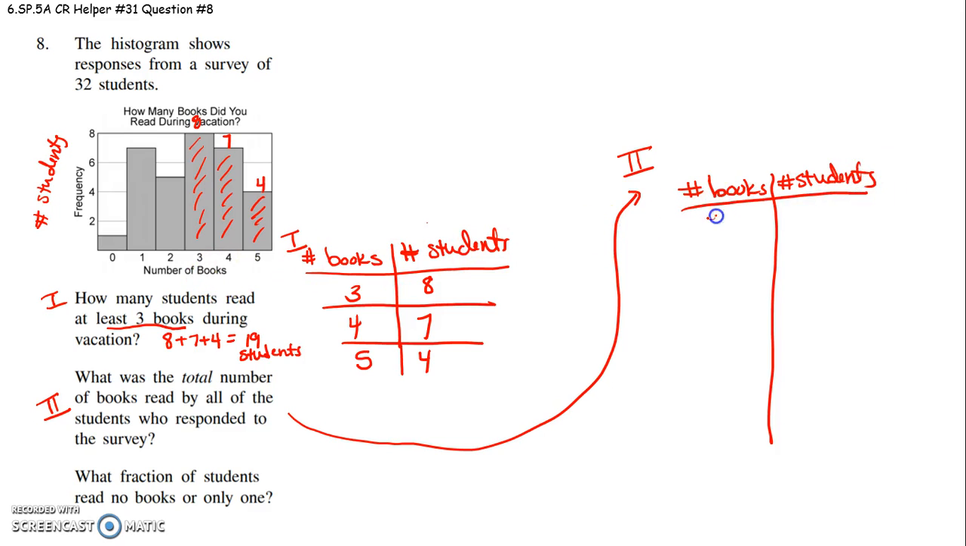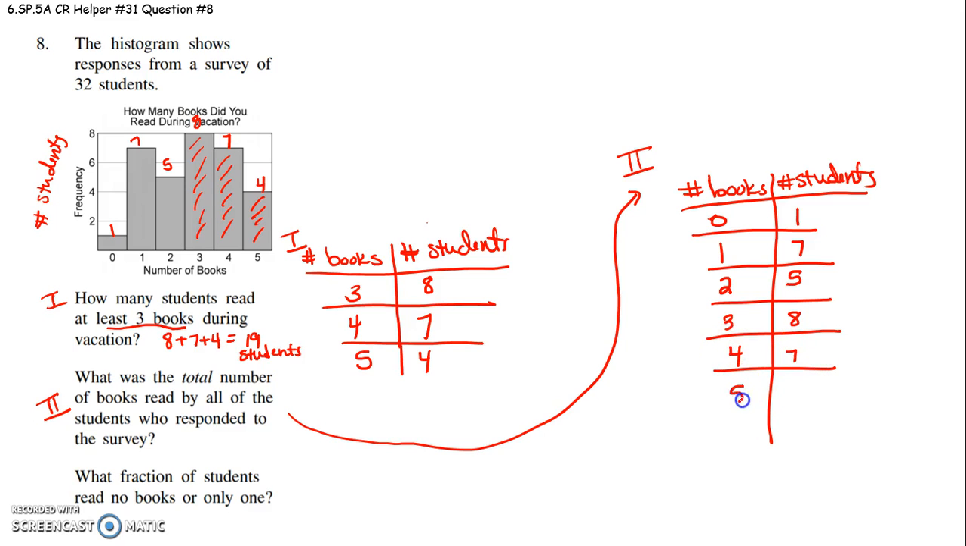I can see for 0 books, there was 1 student who didn't read any books over vacation. For 1 book, there was 7 students who read 1 book. For 2 books, there was 5 students who read 2 books. And 3 books, we already knew 8 students read 3 books. 4 books, we knew it was 7 students. And for 5 books, we already knew it was 4 students.